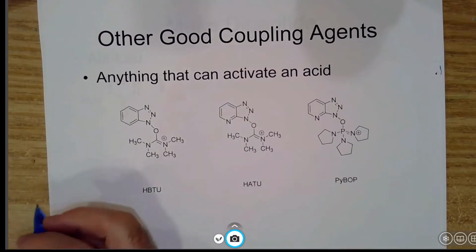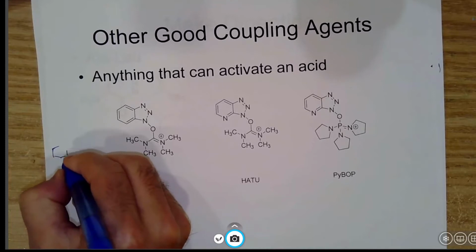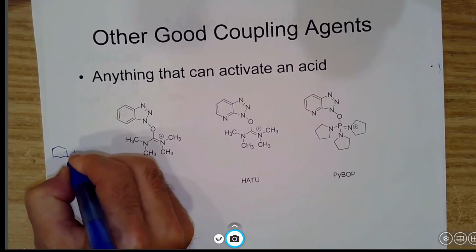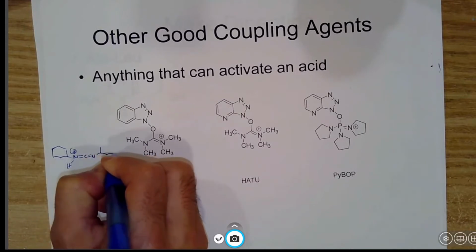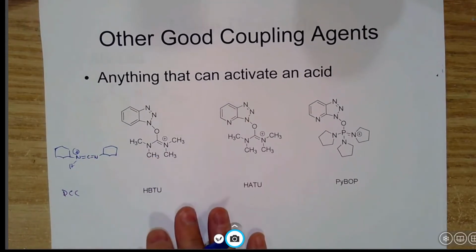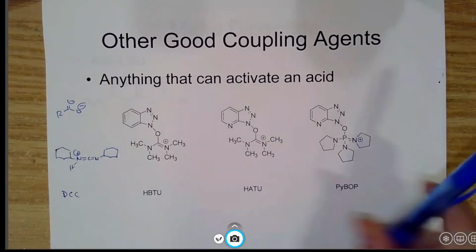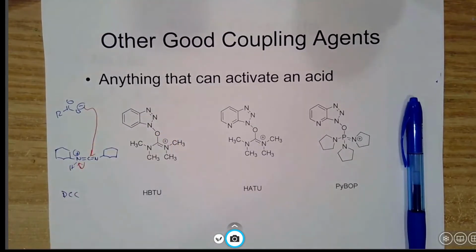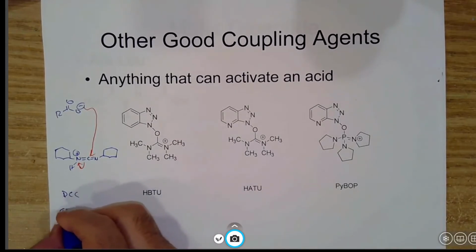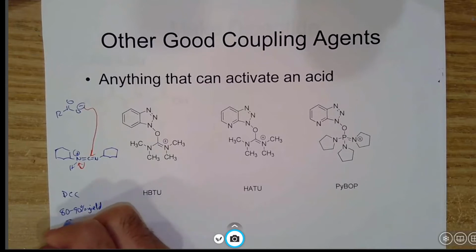So, all right, you've learned about DCC. I'm just going to redraw that active intermediate form that we just looked at. Okay, so it looks like this. And then you would have your carboxylic acid come in here, and then this would react, right? We just learned that. So that's how DCC works. As I said, DCC gives 80 to 90% yields and is fairly inexpensive.